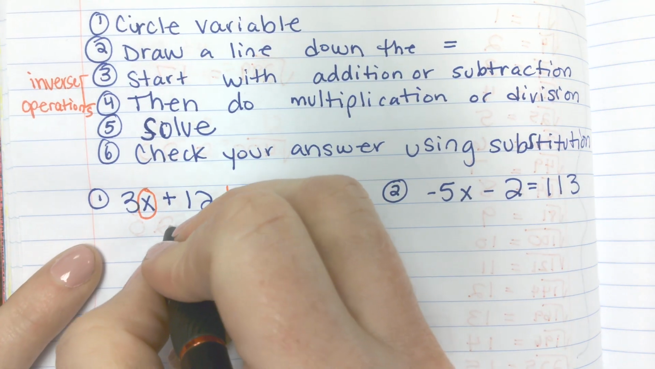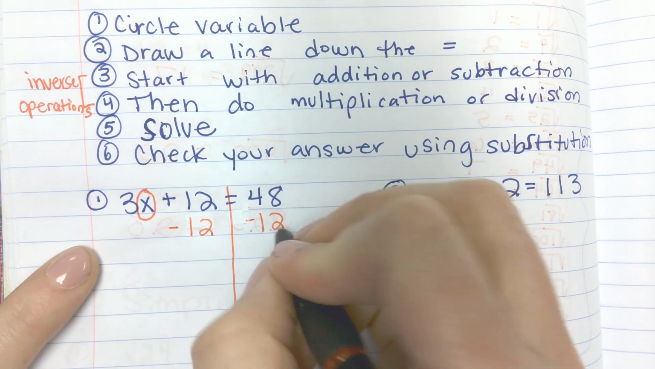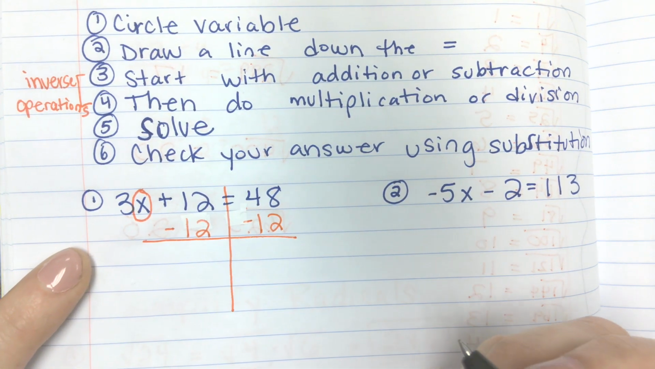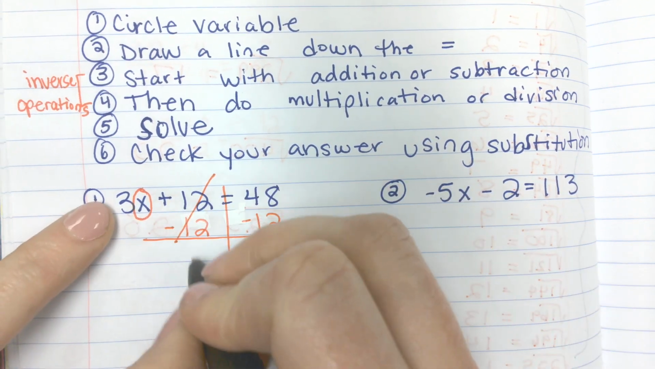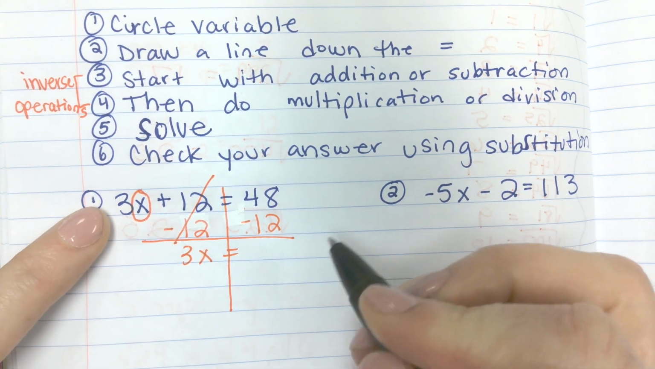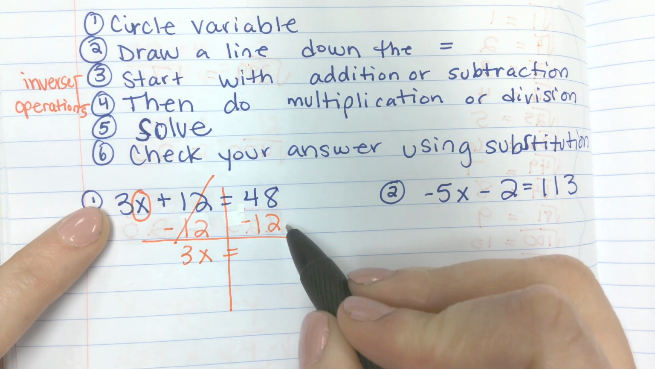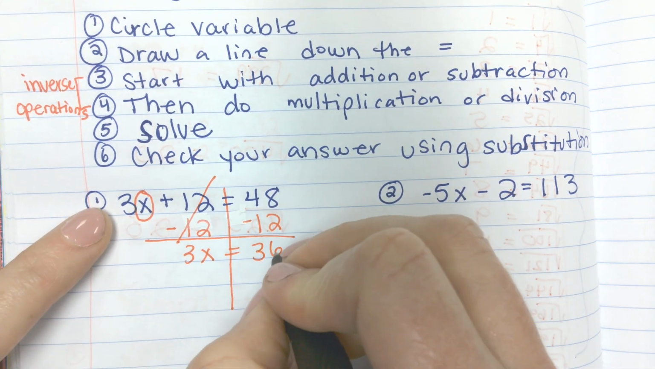So right underneath, I'm going to minus 12. And whatever I do to one side, I have to do to the other. I'm going to carry down 3x equals. I have 48 minus 12. That gives me 36.